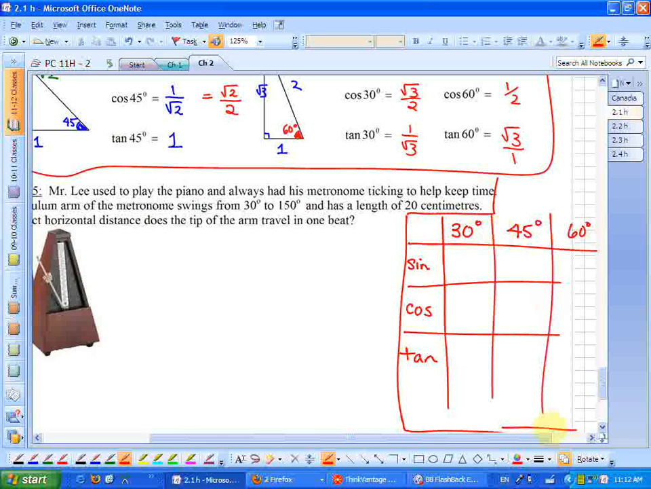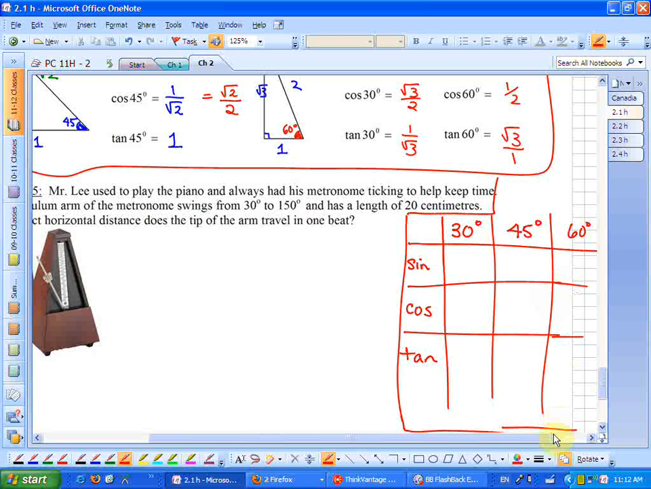Okay, see this little chart I'm making? Grid, chart. Okay, now, ladies and gentlemen, your chart needs to be this way. You need to start with 30 and then go up to 60. You need to start with sine, then cosine, then tangent, because there's a reason. Or else it won't work.